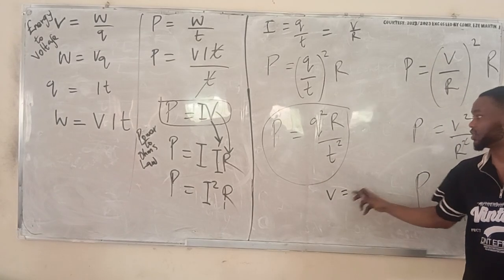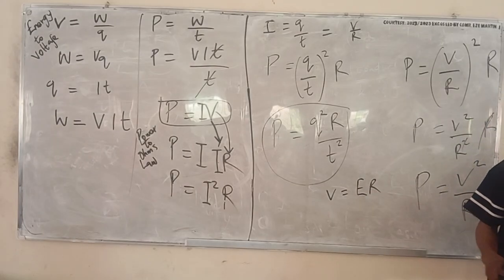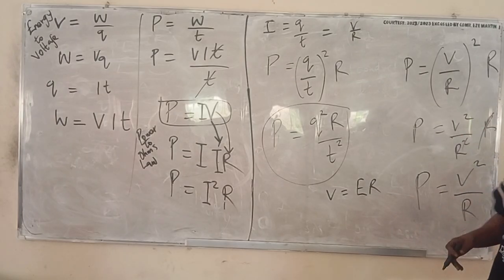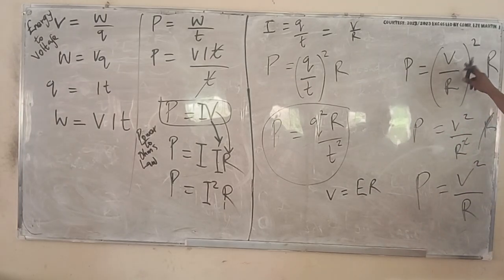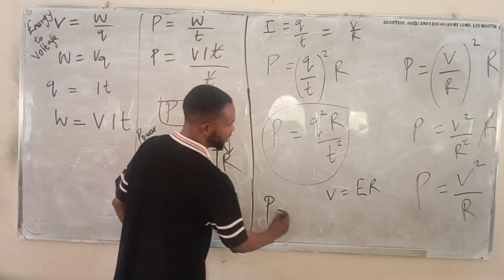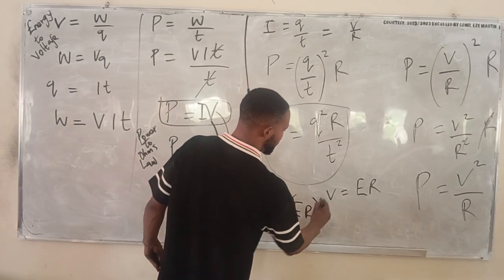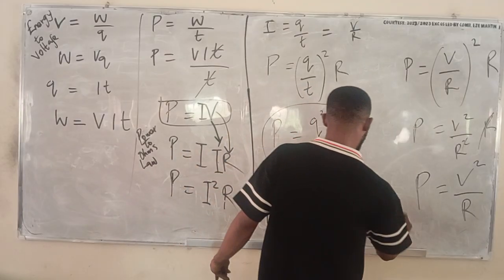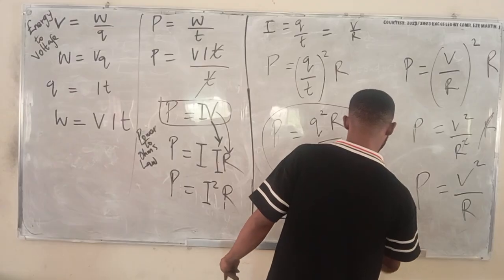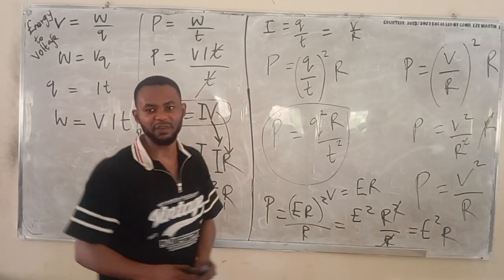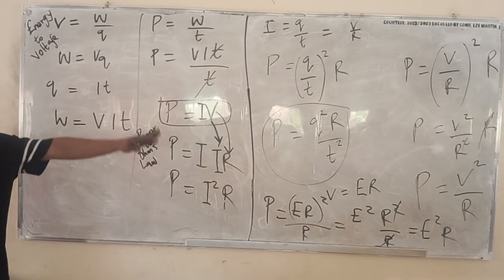Do you remember that V is equal to ER? Sure, you remember? Is it not true? At the point here I have this. Let's check what we have here. Since I have this square inside this, I can have P equals ER all squared over R, which is going to give me E squared R squared over R. This will cancel this, so that I have E squared R. If you like, think it's not valid. All these things are valid. It depends on what you are given.